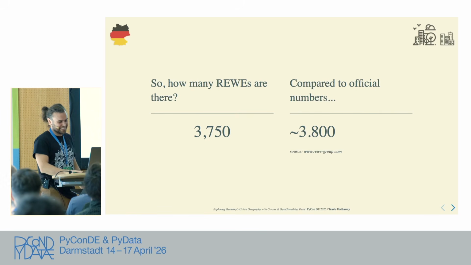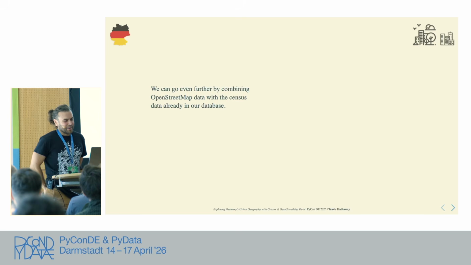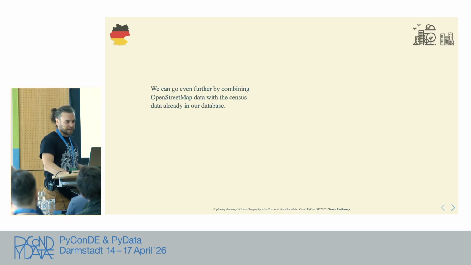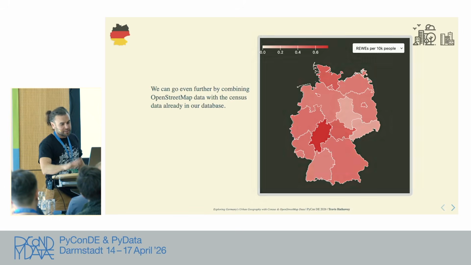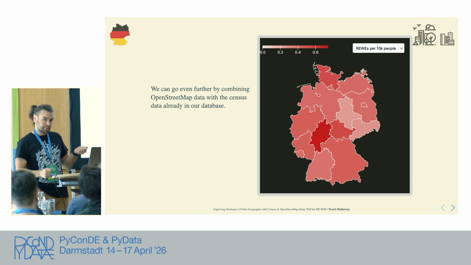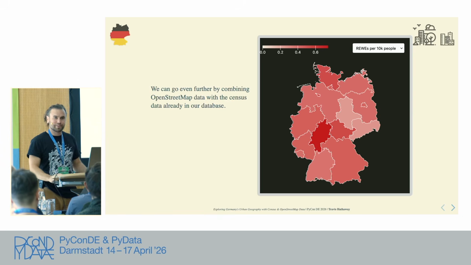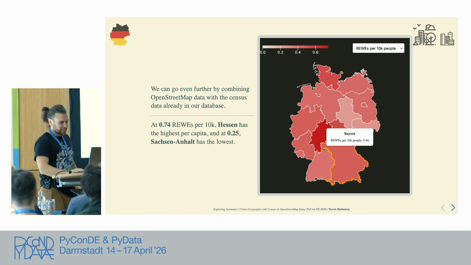But now that we know where the Revas are, how do we even go further with this analysis? Well, because we have our census data, we can ask questions like, which Bundesland has the most Revas per capita? And we're all sitting right now in the Bundesland with the most Revas per capita. That is Hessen. So congratulations, Hessen.